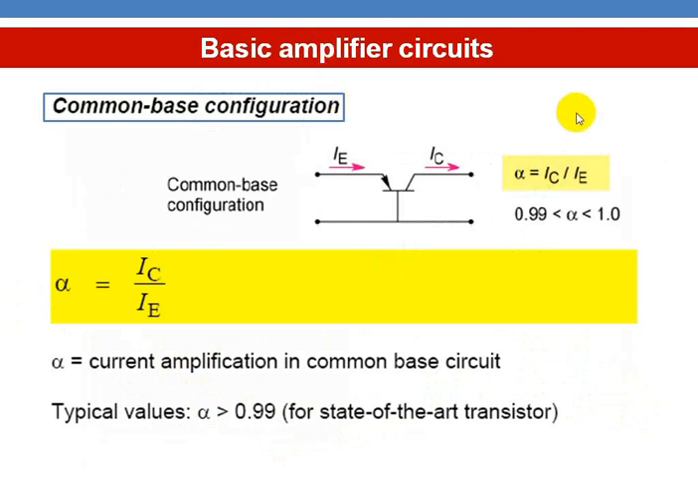Coming to the basic amplifier circuits, we have three configurations. Common base configuration: here the base terminal is common between input and output. IE is the emitter current, IC is the collector current. So this is the input current, and this is the output side. Here alpha is nothing but output current by input current, IC by IE. This value falls between 0.99 and 1. And this is called the current gain or current amplification factor.